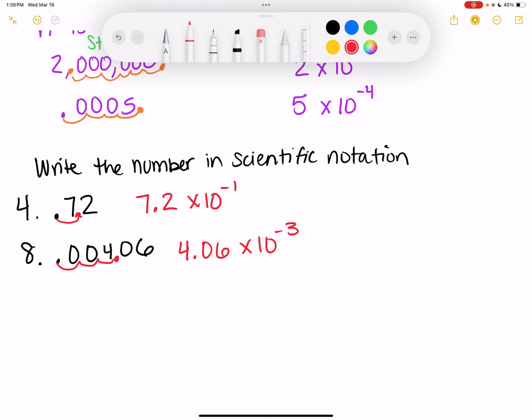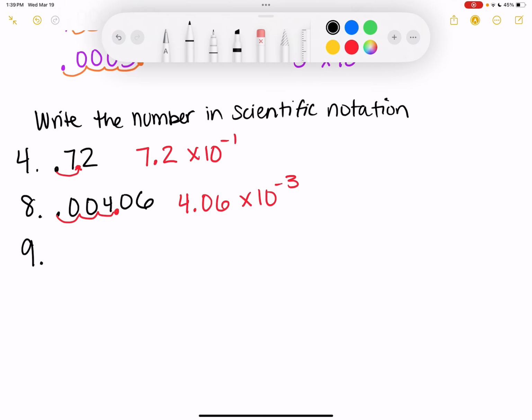Let's see, 9. Like I said, I'm going to have to do a few odd ones so that we get a couple examples of both. It is 1,065,250. Let me rephrase. 1,065,250.